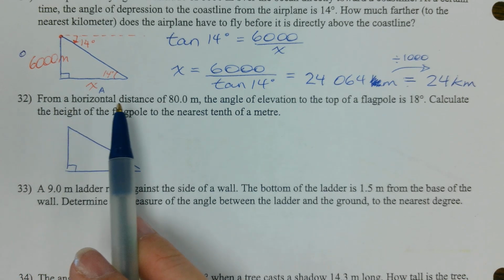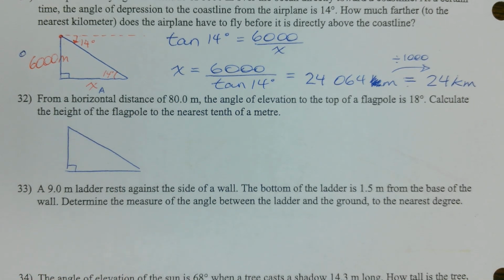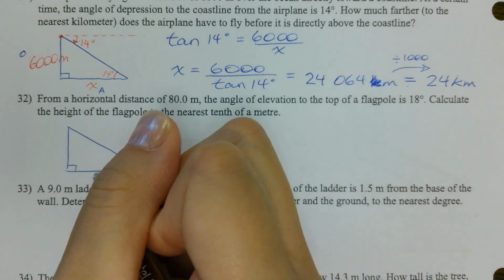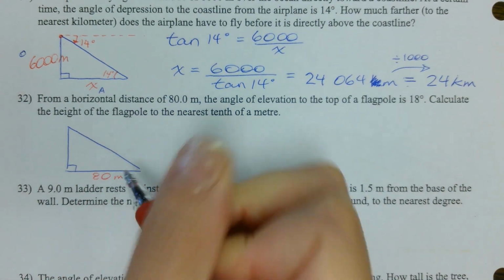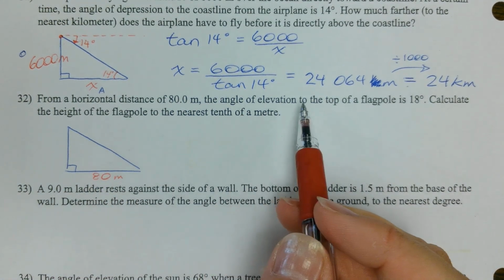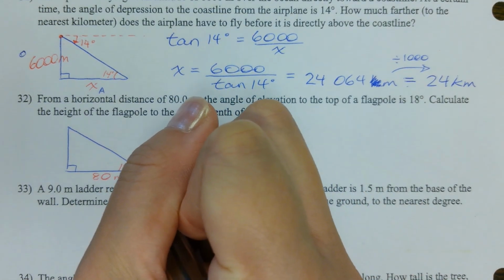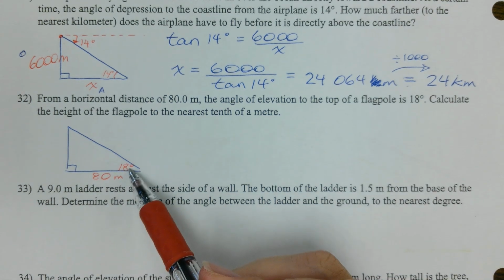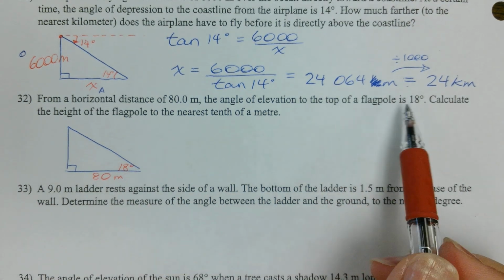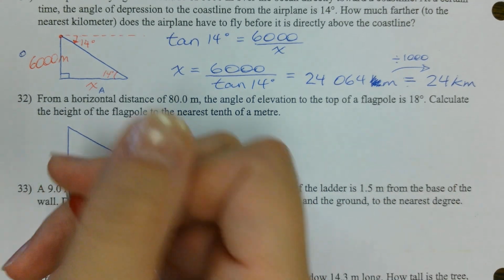Number 32, from a horizontal distance of 80 meters. So that means this is 80 meters horizontal. So that's how I know. The angle of elevation to the top of a flagpole is 18 degrees. Okay, angle of elevation from your horizontal line up. That's your angle of elevation. Calculate the height of the pole.